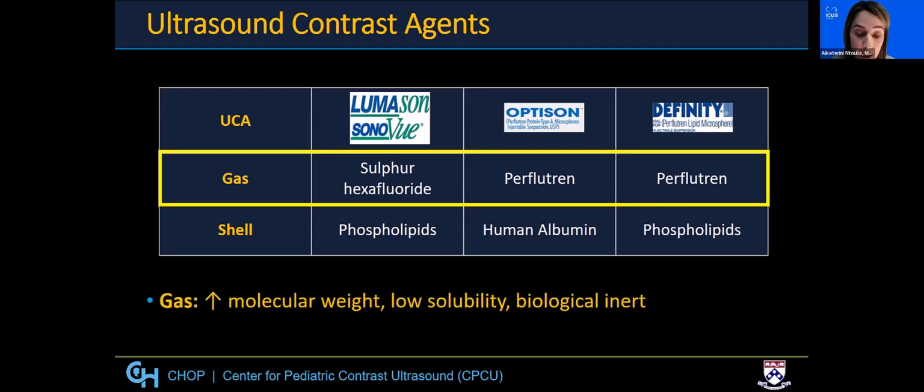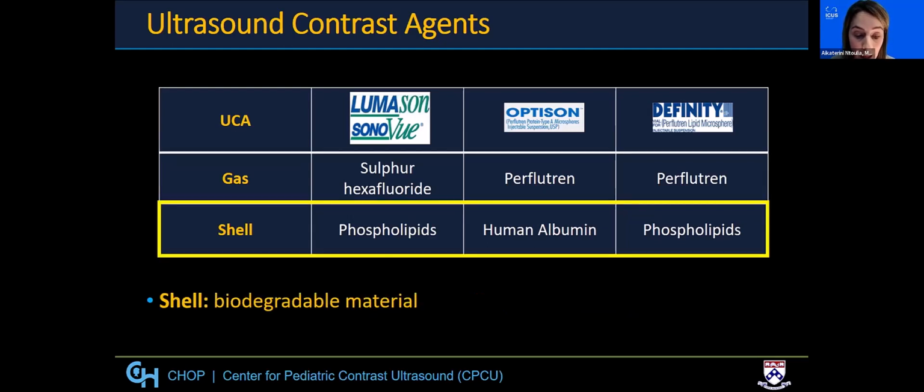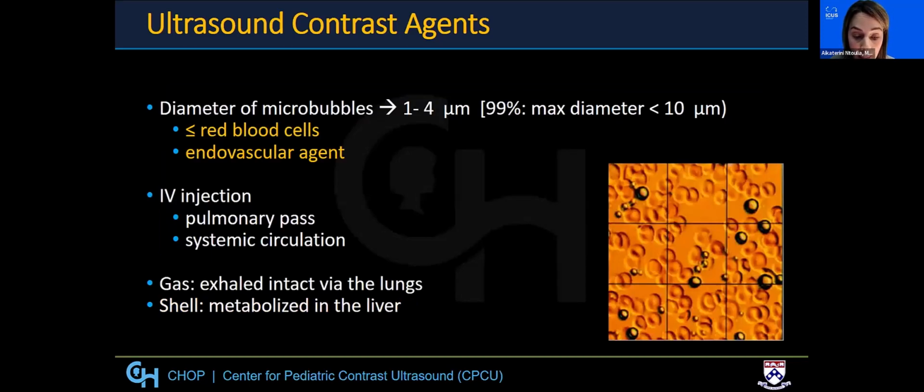The gas, which can be sulfur hexafluoride or perfluorocarbon, has high molecular weight and low solubility in blood and water, and therefore it is biologically inert. The stabilizing outer shell is composed of phospholipids or proteins, which are biodegradable materials. The diameter of a microbubble is smaller or equal to the size of red blood cells.